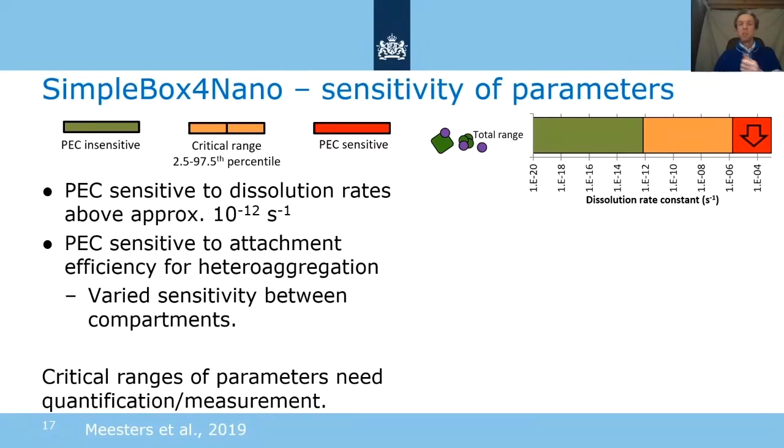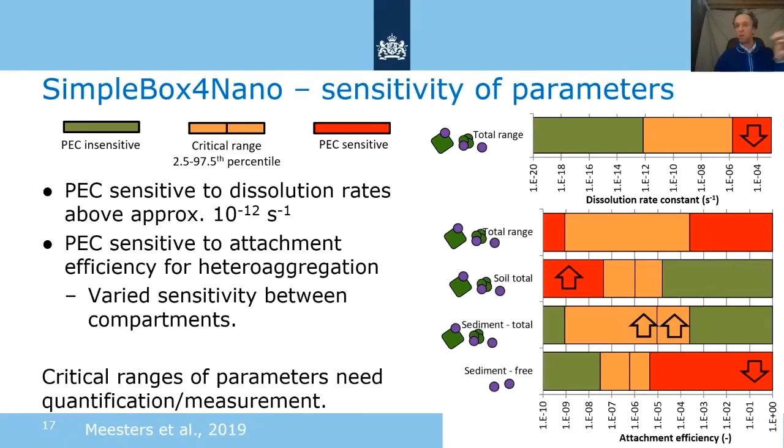But he did the same for the attachment efficiency, which I briefly mentioned before, which is related to this heteroagglomeration with the particles, between different particles. So the nanomaterial versus the colloid or coarse. And you can see that it's sensitive to the whole range of tested attachment efficiencies, although the effect is different. In some compartments or some concentrations, the concentrations are increased when you lower the attachment efficiency. In others, it is the opposite.